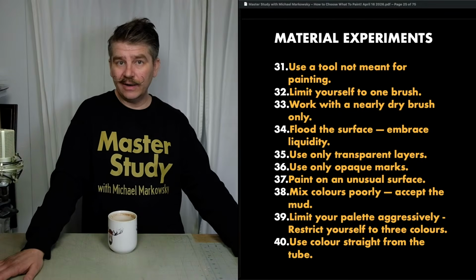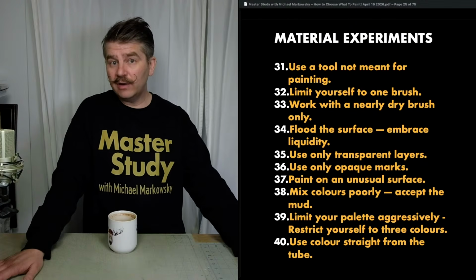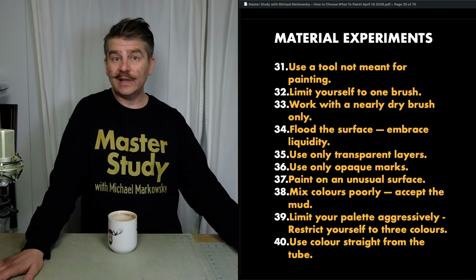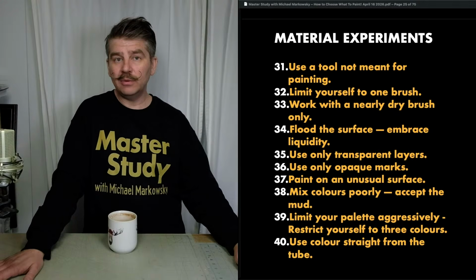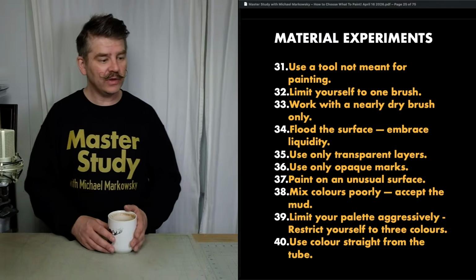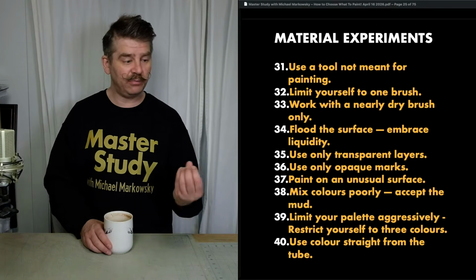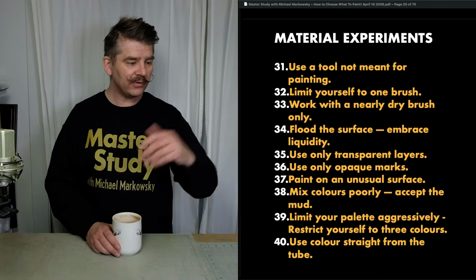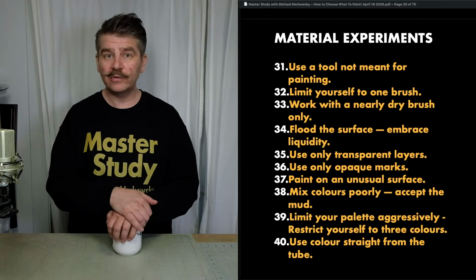35 is using only transparent layers. Some people love painting with transparencies, like glazing techniques. Some people hate it. Well, if you hate it, maybe it's the time to do it, right? To give yourself a different direction, experiment for a little while. On the opposite is using only opaque marks, right?